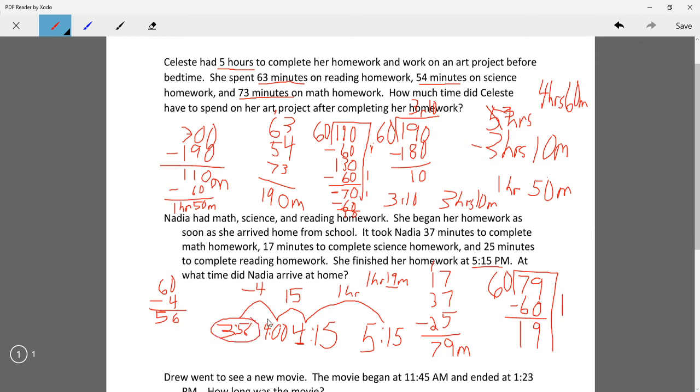So hopefully that shows you how to do some of these word problems, how the word problems might be worded. So hopefully that is helpful.